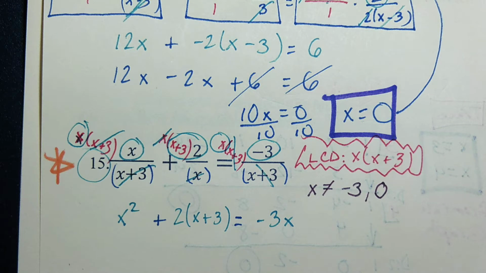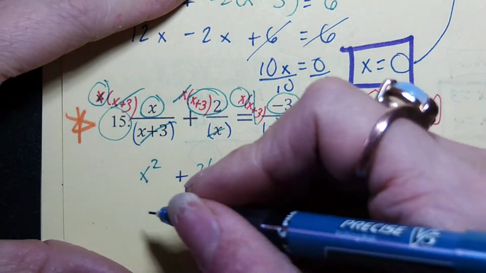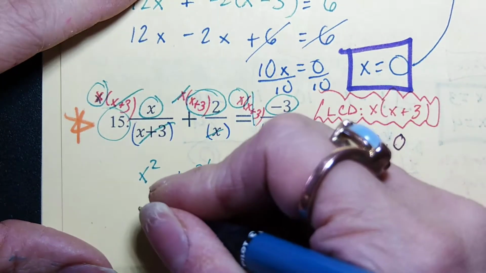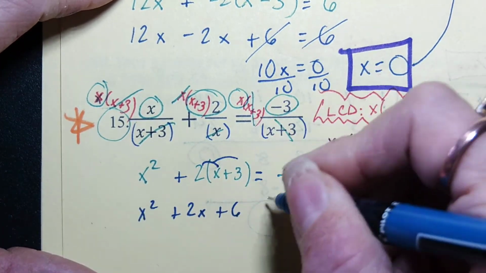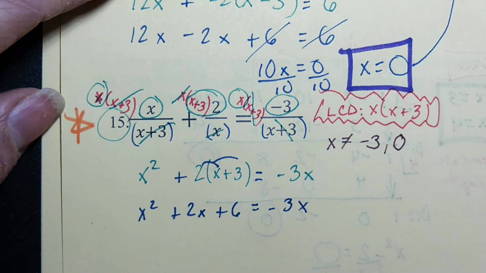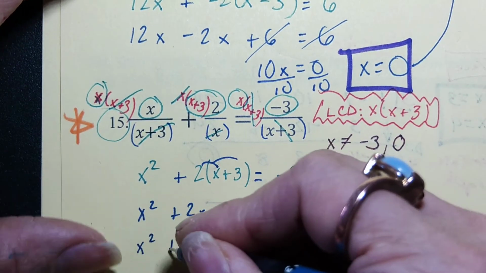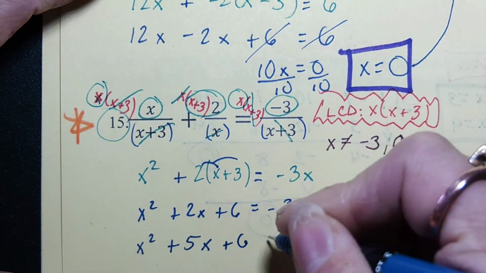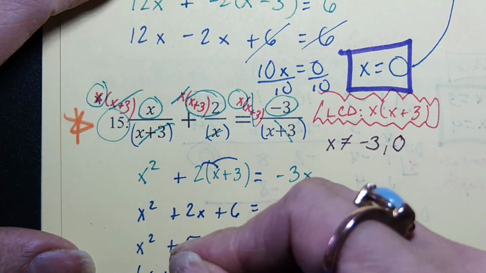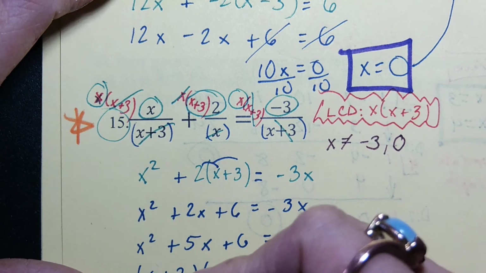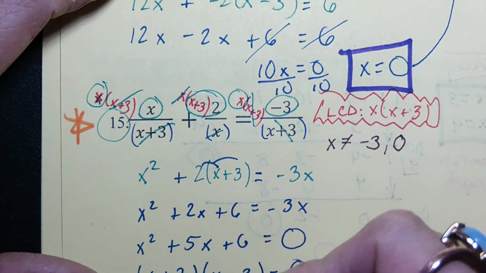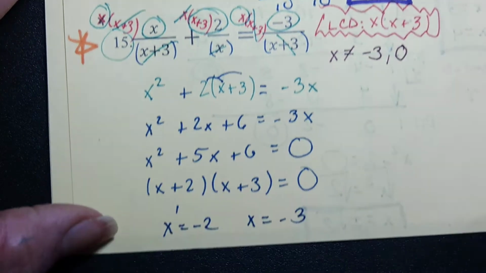Anytime we have a quadratic, we think factor, and before we factor, it's got to be equal to 0. So I'm going to distribute: x squared plus 2x plus 6 equals -3x. I'm going to move the 3x over to the other side, so x squared plus 5x plus 6 equals 0, x plus 2, x plus 3. And so x equals -2 and x equals -3.